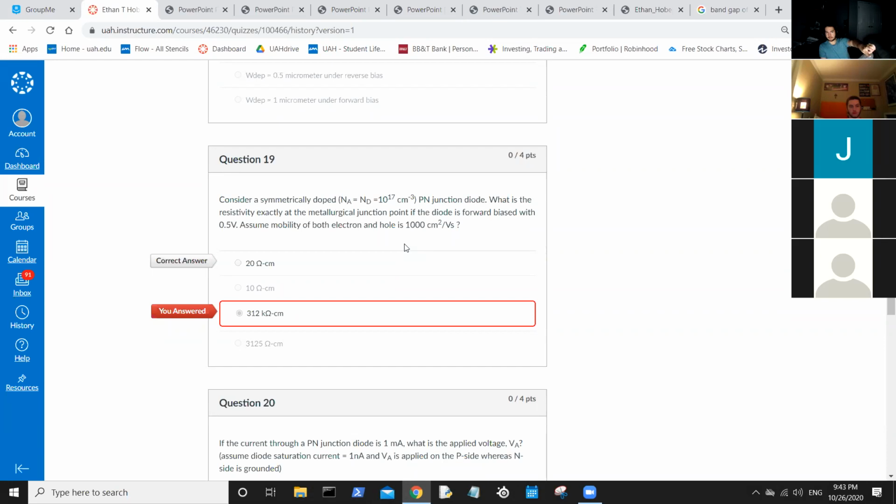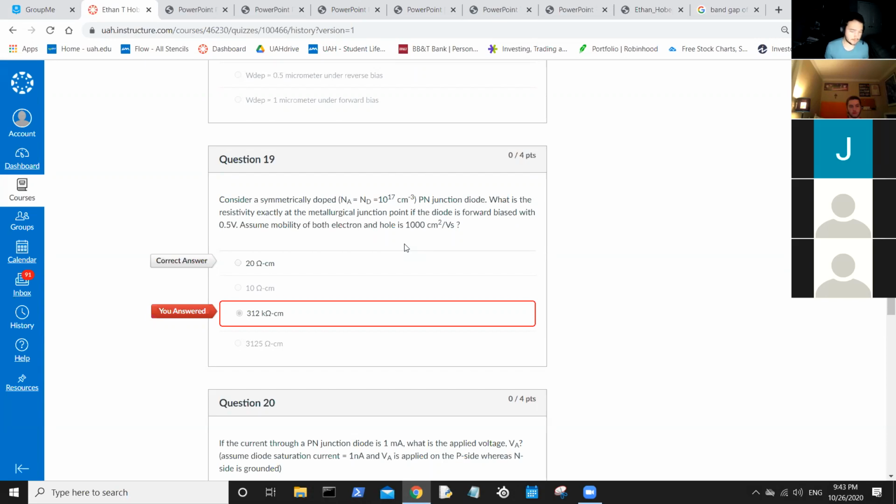Now, the hard part is selecting between those two answers. Because as I said, if you read the question right and you see it says forward biasing, you are immediately able to get rid of those huge numbers, those last two answers. But you're still left with two answers: 20 ohm centimeters, which happens to be the right answer, and 10 ohm centimeters, which happens to be the wrong answer.